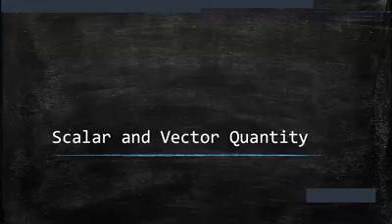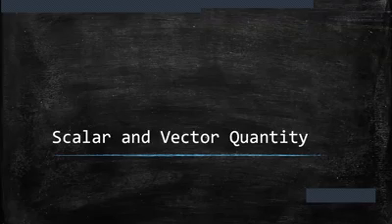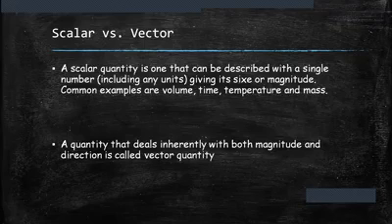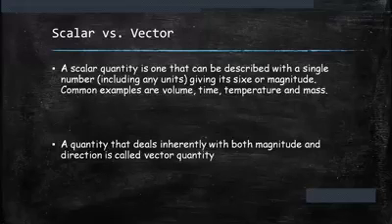Scalar and vector quantity. A scalar quantity is one that can be described with a single number, including any units, giving its size or magnitude. Common examples are volume, time, temperature, and mass, while vector quantities are quantities that deal inherently with both magnitude and direction.